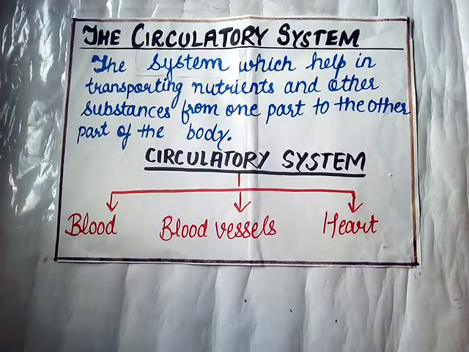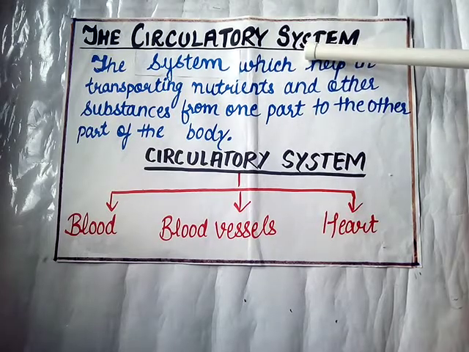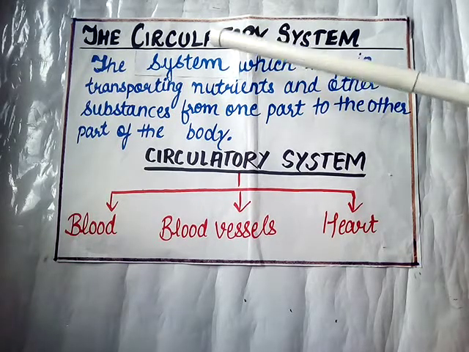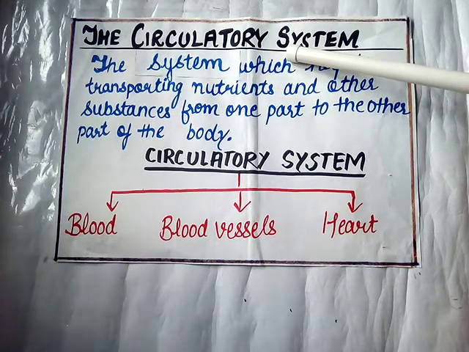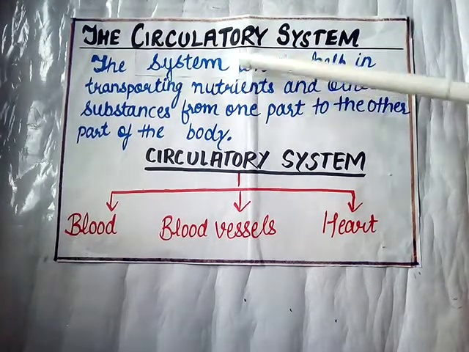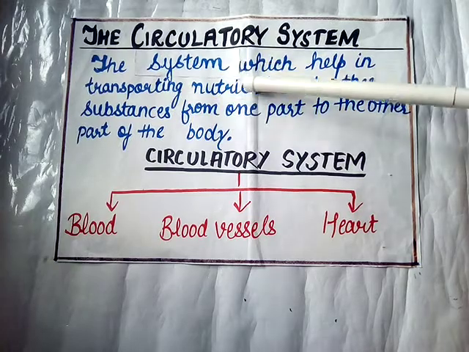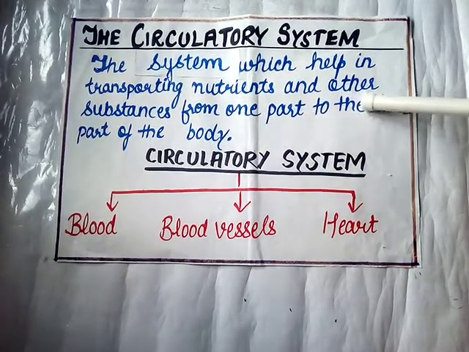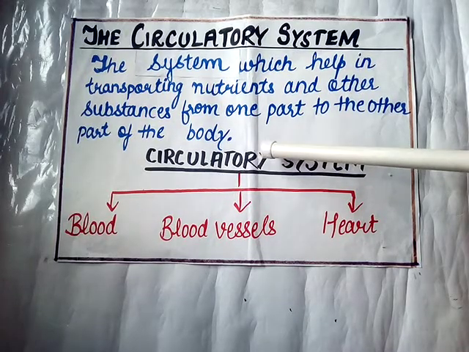Today we will study about the circulatory system. While talking about the circulatory system, the first thing that comes to our mind is the structure of the heart, blood and blood vessels. But before that, we should first know what the circulatory system is. The system which helps in transporting nutrients and other substances from one part to another part of the body.